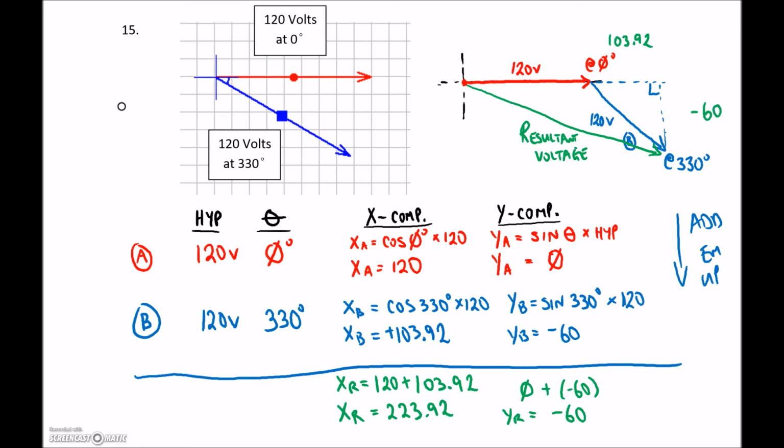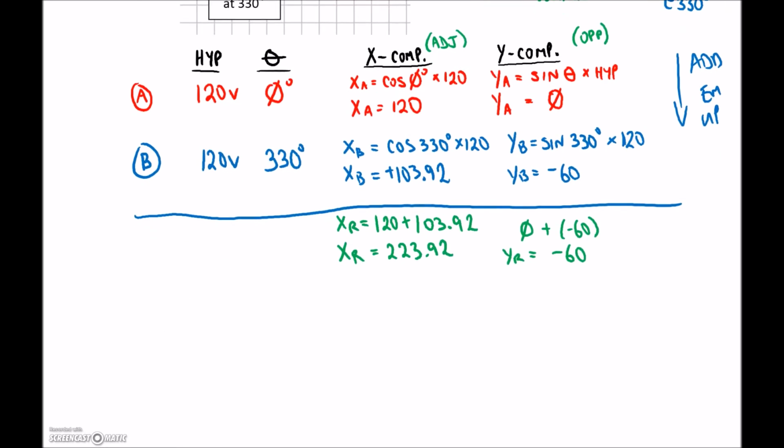Now, what I'm going to do to find that resultant, because going back this way, we've got an adjacent value right here. So again, this is our adjacent value. This is our opposite value. So in order to find the hypotenuse, we're going to use Pythagoras. But I'm going to keep this negative out of that equation.